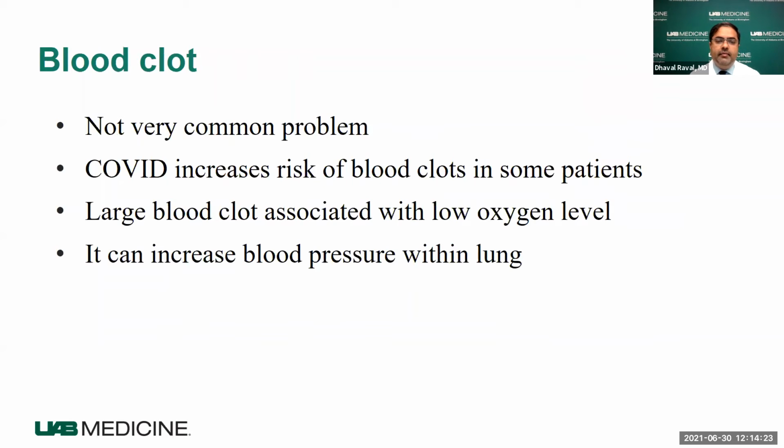The third mechanism by which lung injury happens is a blood clot. It's not a very common problem, but we do see this in the acute infection phase, or sometimes a few weeks to even a month later, that COVID increases the risk of developing a blood clot. And if this blood clot is large enough to block a main blood vessel, only then is it associated with a low oxygen level. A small blood clot can go down to the distal end or the periphery of the lung, and usually it does not cause low oxygen level.